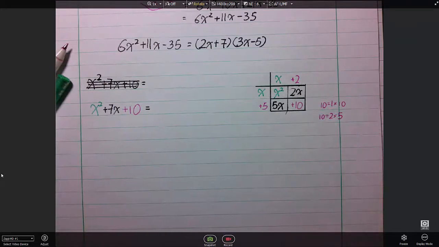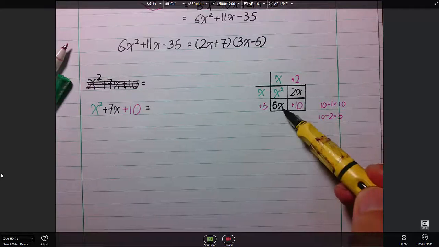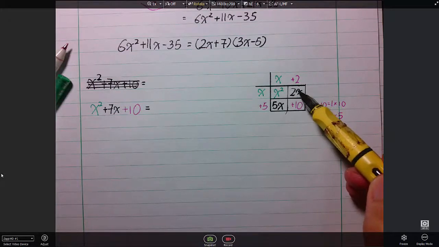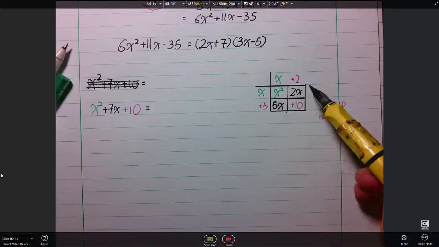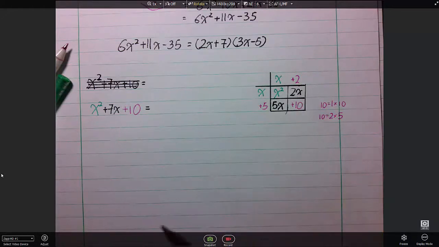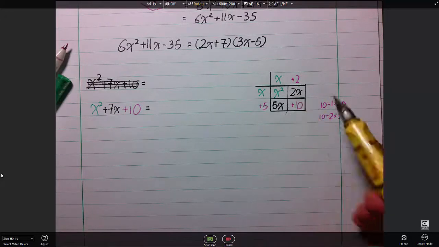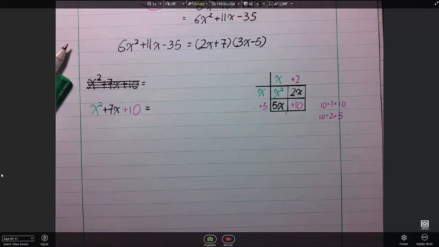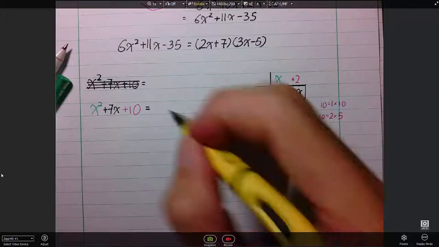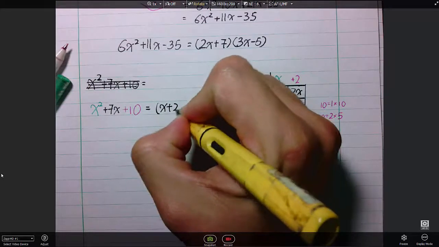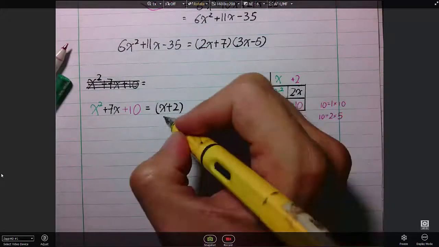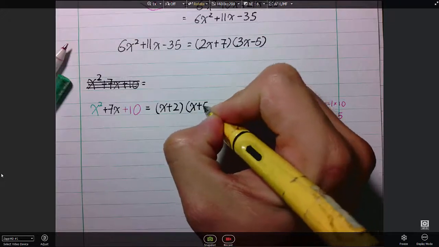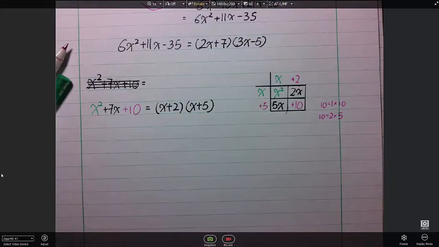Notice I've written it in black. Then I test it out. 5x plus 2x is 7x. I repeat one more time: plus 5x plus 2x is plus 7x. So in this case, my entire factorization is correct because this 7x corresponds to this 7x over here. So I just read off x plus 2 multiplied by x plus 5. And my factorization for x squared plus 7x plus 10 is complete.